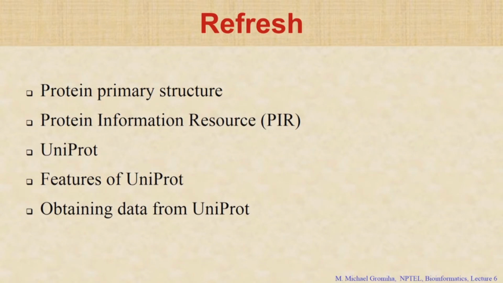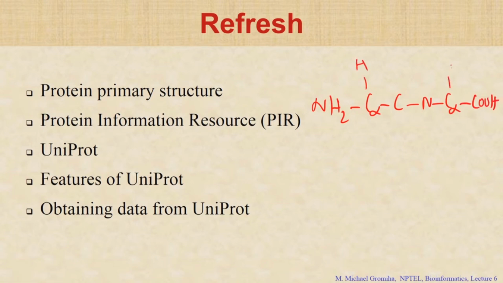So, what did we discuss in the last class? Protein primary structure. What is the primary structure? Linear sequence of the protein. Here the main chain is the same and the side chain is different. You can see NH2, C alpha, C, N, C alpha, C OH. Here you have the hydrogen and the R group.